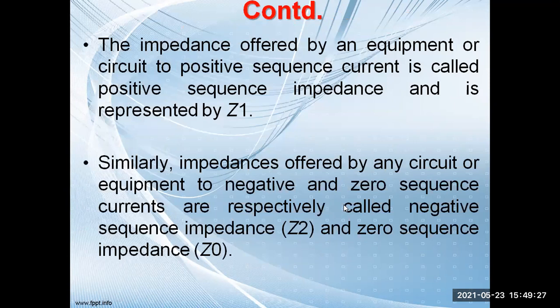Now the impedance offered by an equipment or the circuit to positive sequence current is called the positive sequence impedance and is represented by Z1. That means the sequence impedance which is offering the impedance towards the positive sequence current is known as the positive sequence impedance. Similarly, the impedance offered by any circuit or equipment to a negative and zero sequence current is called the negative sequence impedance or the zero sequence impedance.